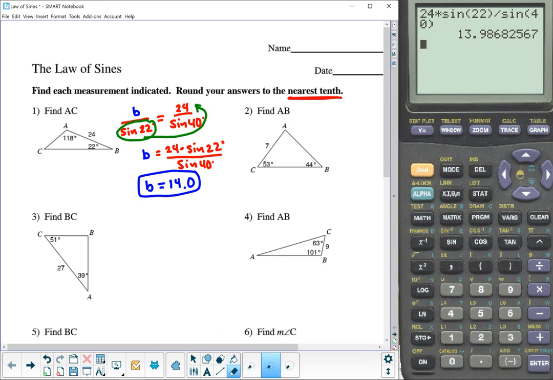Oh, and it's not really B, right? They want us to use AC. So we'll say AC is actually 14.0.